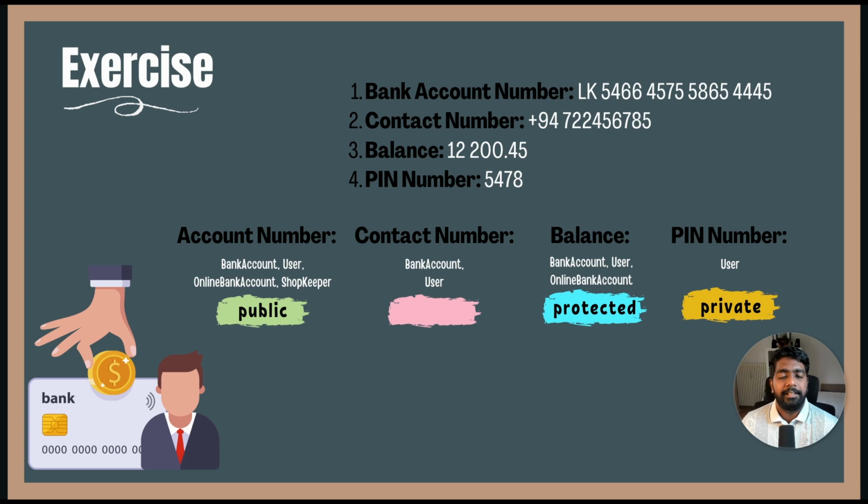We know the PIN number in your bank account is confidential data. You will not share it with anyone, even with the bank. Therefore, I'm going to represent that scenario by making the PIN number only available to the user class. In this case, I can utilize the private access modifier, which will only allow access to that variable or method inside that user class only.